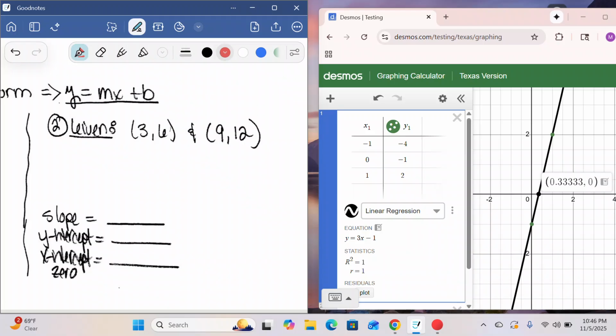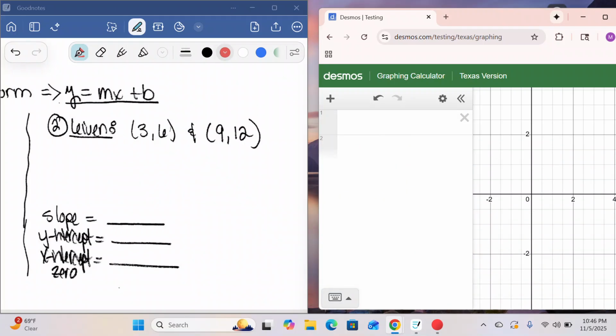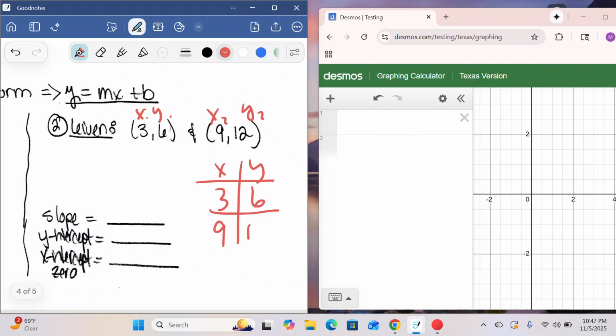Now I have two ordered pairs. I have 3 and 6, 9 and 12. Remember that the first one is x, the second one is y. I can call this 1, 2, or I don't have to put any labels at all. So if I do a pair like this, x and y, I have two pairs. I have 3 comma 6 and I have 9 comma 12. So automatically I turn that ordered pair into a table.